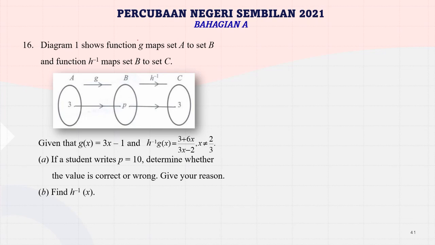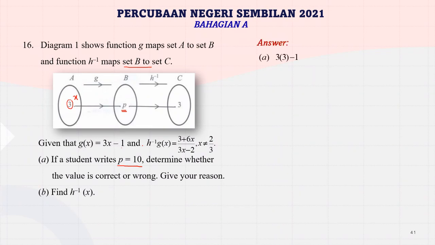Diagram 1 shows a function g map set A to set B and function h inverse map set B to set C. Given that g(x) is equals to 3x minus 1 and composite function h inverse g(x) equals to (3 plus 6x) over (3x minus 2). If a student writes p is equals to 10, determine whether the value is correct or wrong. So daripada untuk g ni from A pergi B, so maknanya 3 ni sebagai objek x, and this one will be dia punya image. P ni adalah image. Betul ke kalau kita jadikan x dengan 3 kita dapat 10.